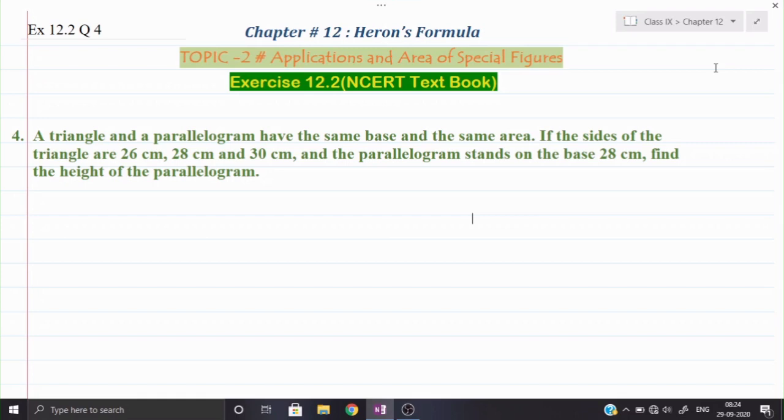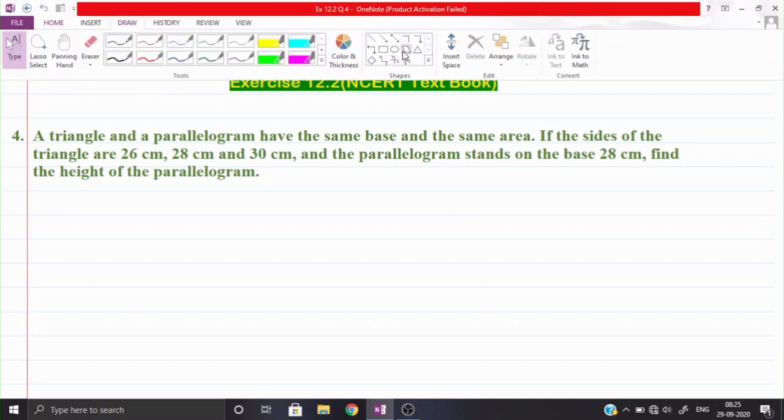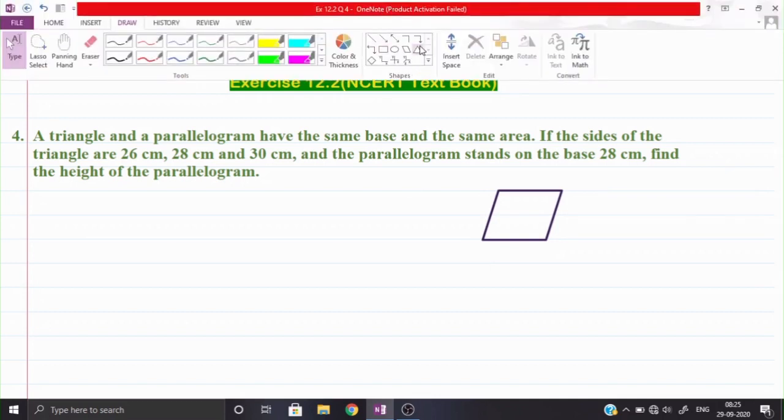Now look at question number 4. In the fourth question it is given that a triangle and a parallelogram have the same base and the same area. Means we have one triangle and one parallelogram, both with the same base and the same area. Suppose I show you with the help of a figure. Suppose we first draw one parallelogram, and second, one triangle.